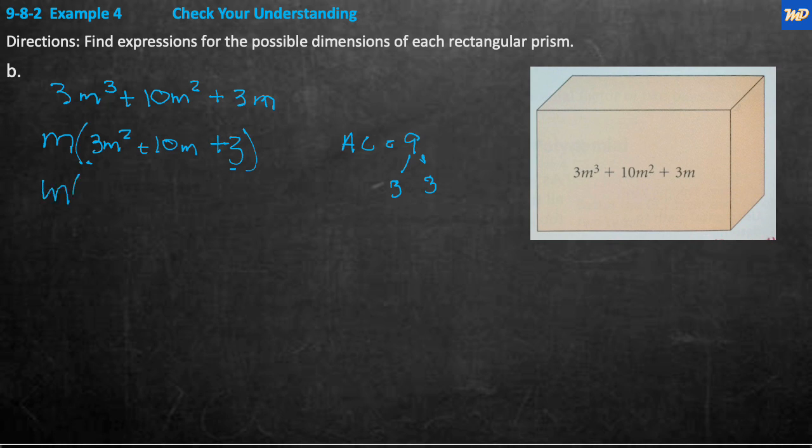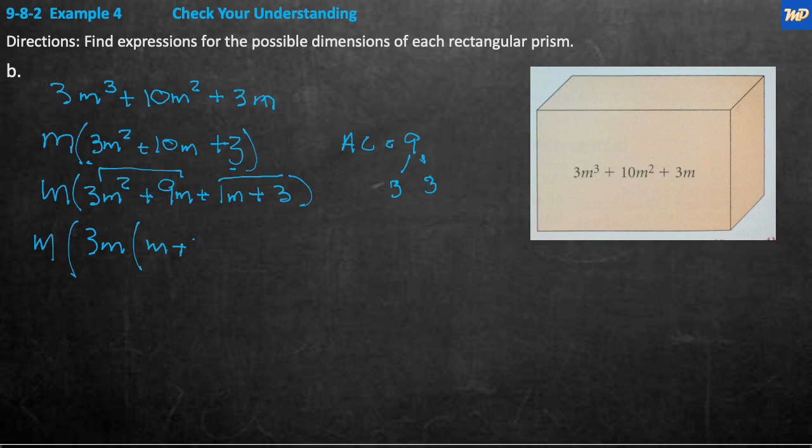So I'm going to rewrite it. M times 3m squared plus 9m plus 1m plus 3. Now we're going to group these two and these two. And out of these, there's a 9m and an m. I can get a 3m out of both of these terms. So I'm going to say 3m. I'll bring down the parens and put this m there too. 3m times, I'm taking out a 3m, so I have an m remaining, plus 3. I have to take out the 3m right here, and it leaves us with m plus 3.